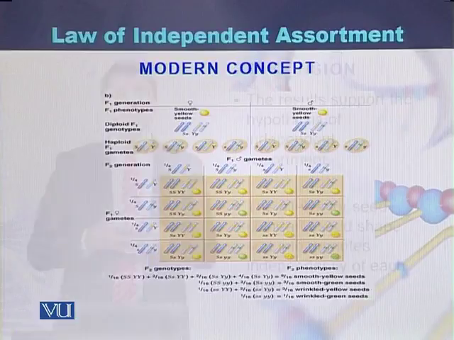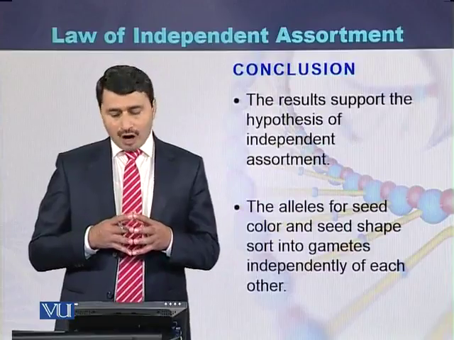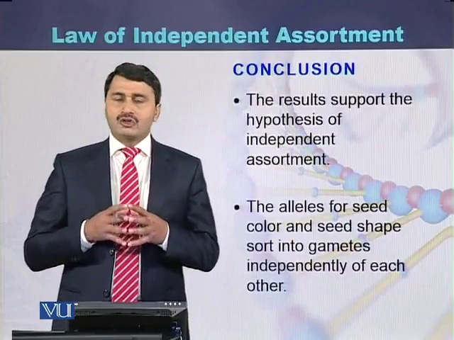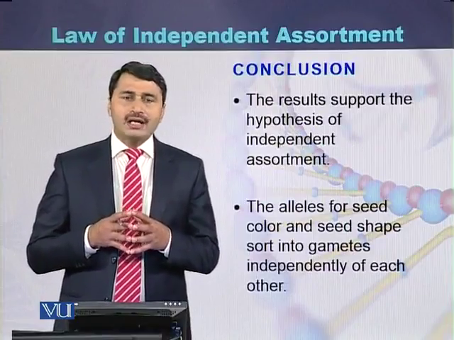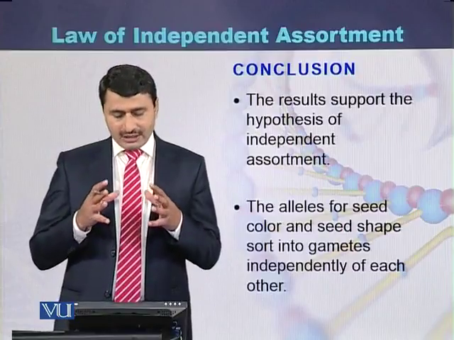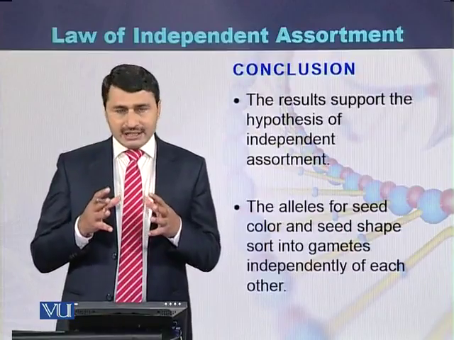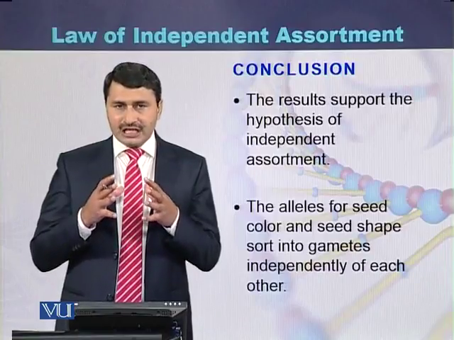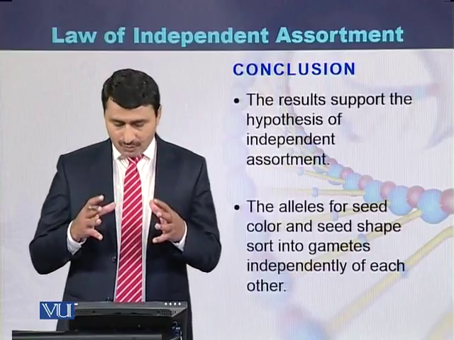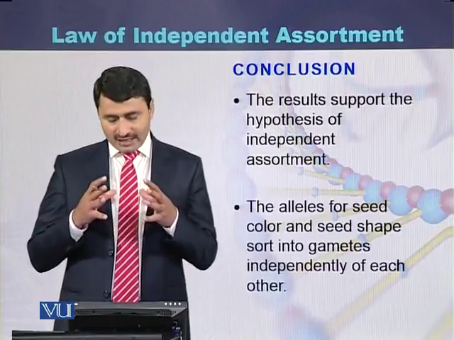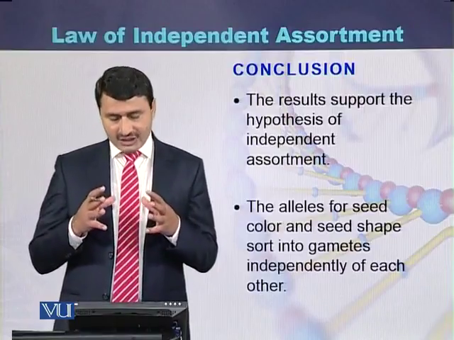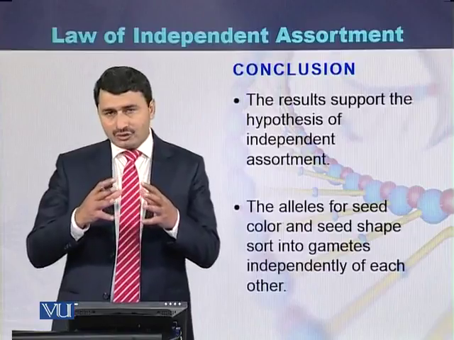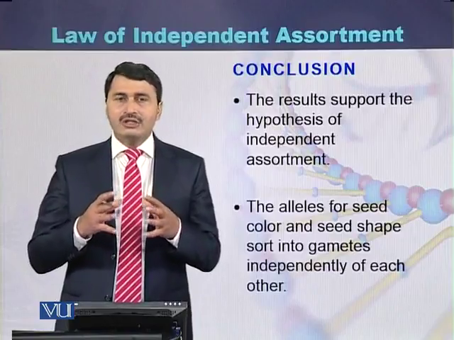So if we conclude the results of the law of independent assortment, it explains that there is an independent assortment between the gametes, between the genes or between the chromosomes, and the alleles for seed color and seed shape sort into the gametes independently of each other.